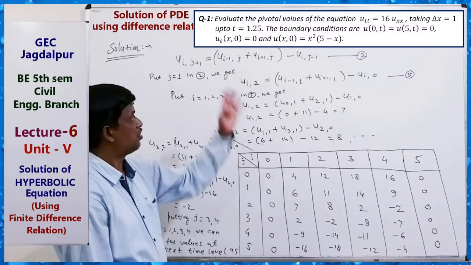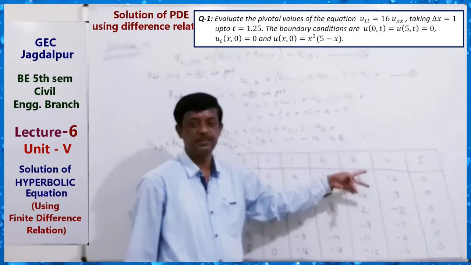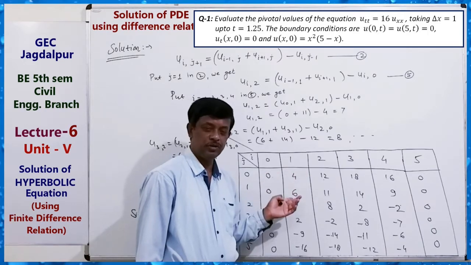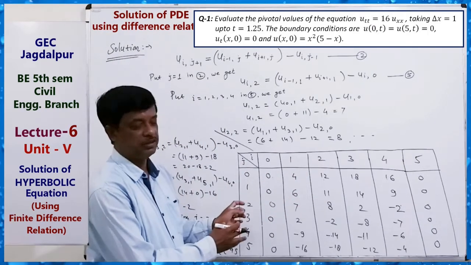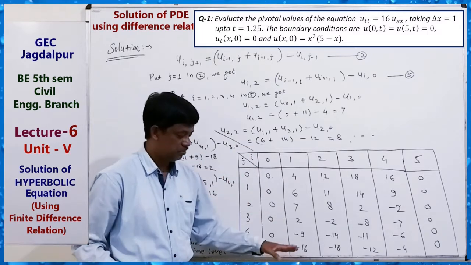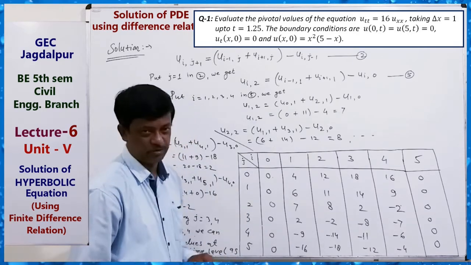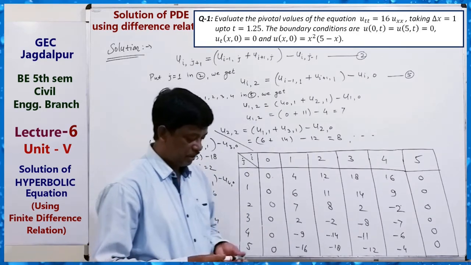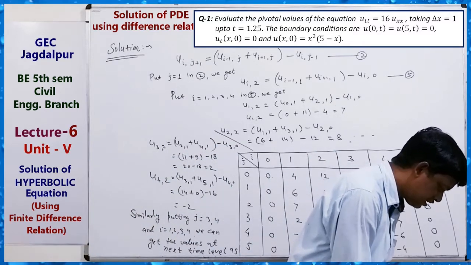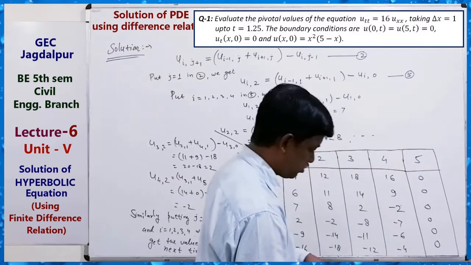Okay, so the formula is the main thing. By using the formula and the initial condition, we can get the values of the first two rows, and then using the same formula, we can carry over for finding the values of u at the next time level. Okay, so this is the solution of this question. Now take another question, just a little discussion. You can solve these questions also, very simple questions.